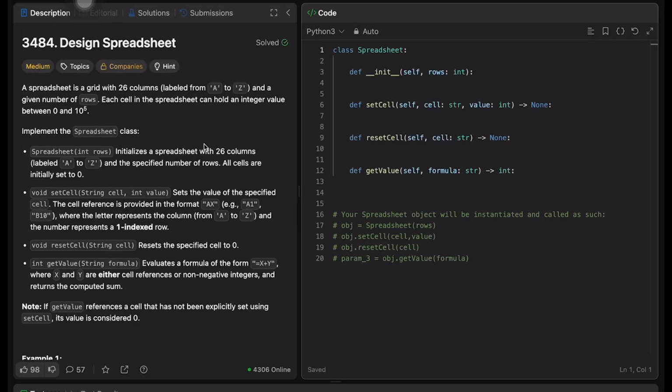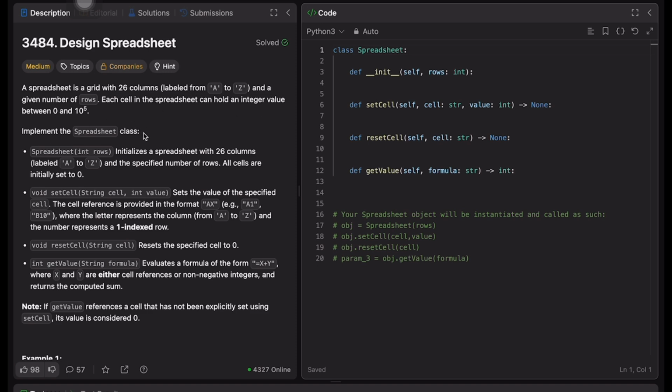Today we are going to solve the September day 19 LeetCode challenge, which is Design Spreadsheet. We will be given a spreadsheet, which is a grid of 26 columns labeled from A to Z and a given number of rows. That number of rows and the corresponding A to Z columns will be available in the given spreadsheet.